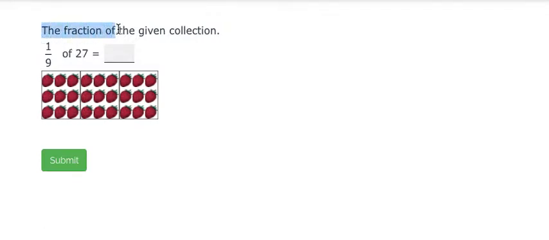The fraction of the given collection is 1 by 9 of 27. So there are 27 pieces, and one part is equal to 9 pieces. So 1/9 of 27, I think it's 3. Yeah, correct.